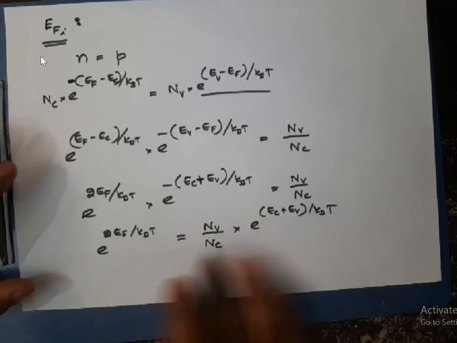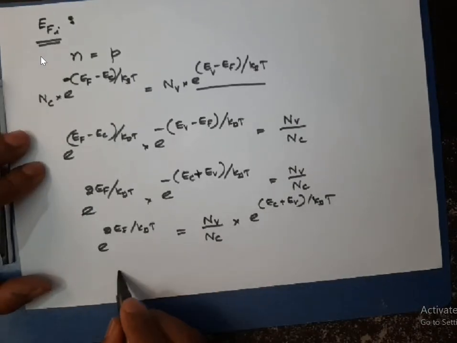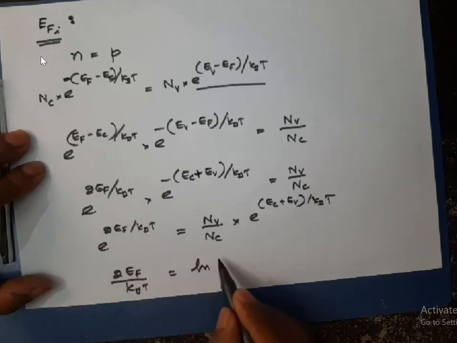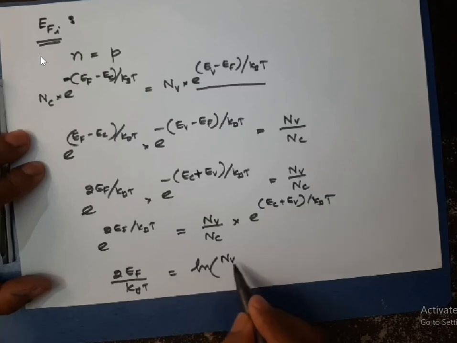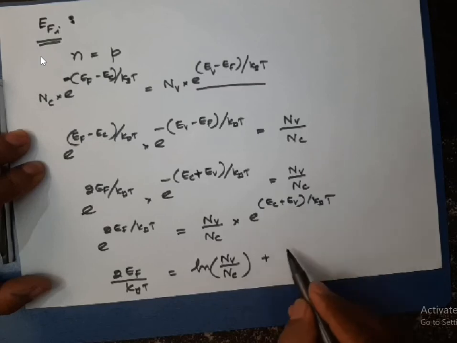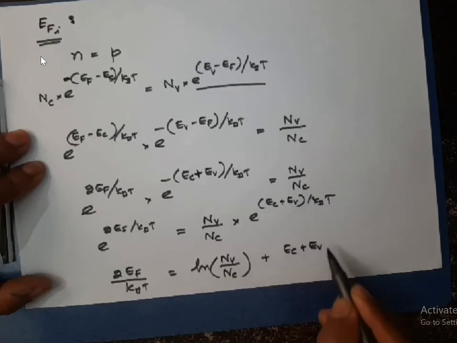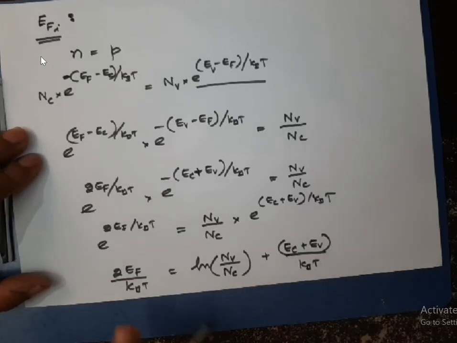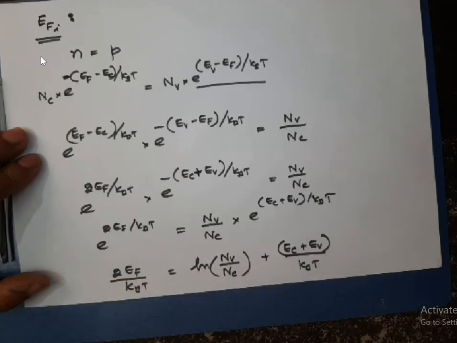Now I'll take logarithm both sides. So if I take logarithm, I'll get 2 into EF by kBT equal to ln NV by NC, and here if I take logarithm, I'll get (EC plus EV) over kBT. Now I'm going to multiply throughout by kBT, and divide by 2. So if I do that, what will I get? Let me write on the next page.